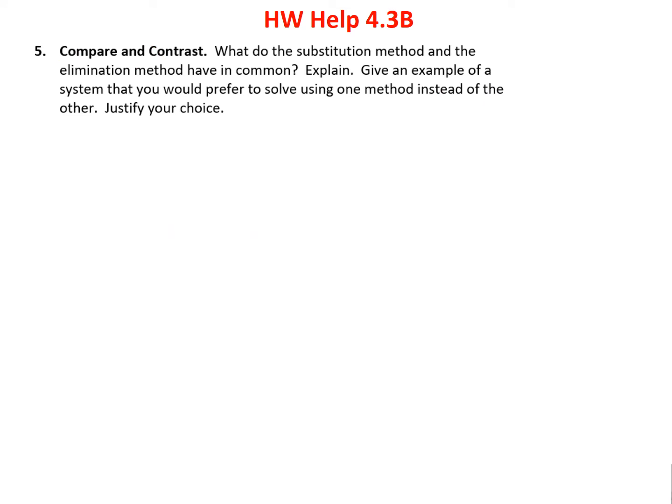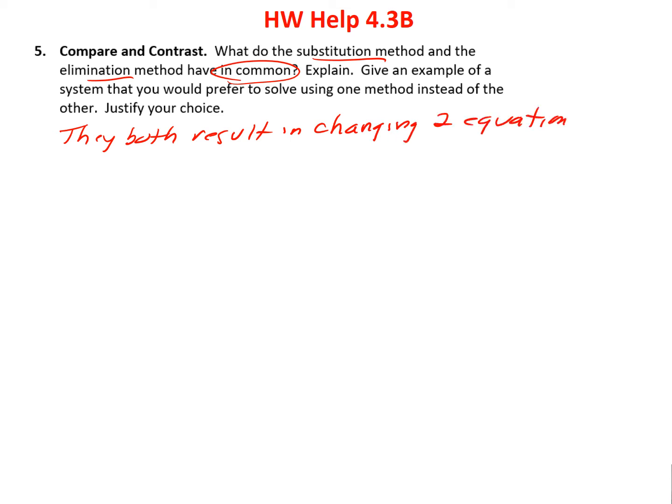Problem 5 asks this question: what do the substitution method and the elimination method have in common? Explain and give an example. Well, what they have in common is they both result in changing two equations in two variables, like two equations with x's and y's, into one equation with one variable.